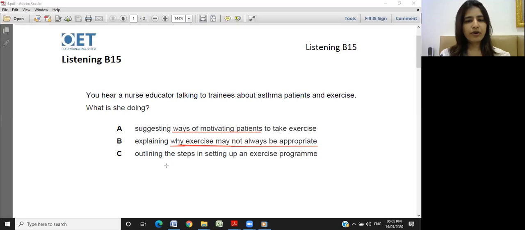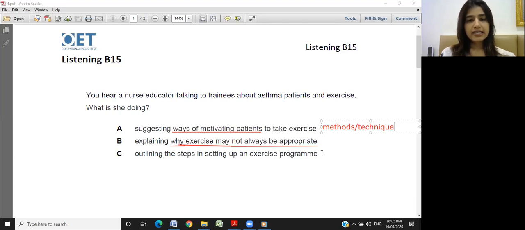Okay. And for this one, Nikita, can you explain to us how do you interpret the third option and what kind of phrases or sentences do you expect if this is the correct answer? Outlining the steps in setting up an exercise program. Ma'am, the educator will be explaining those steps which are taken in the exercise program, like what kind of exercise they have to do, like.